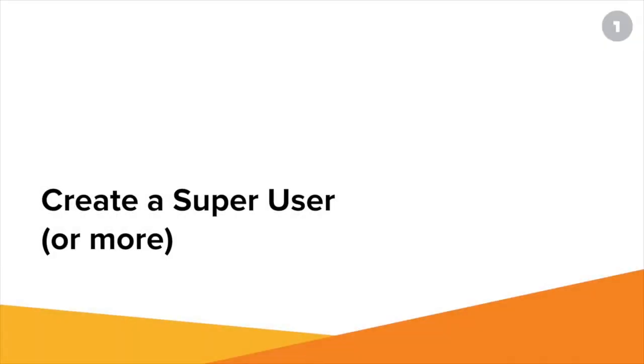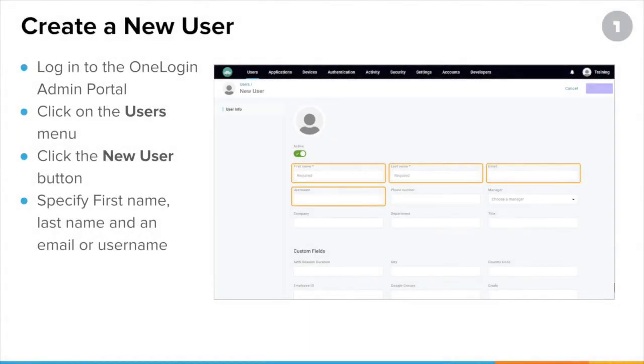First thing we need to do is create at least one super user account. Assuming you are currently logged in as the account owner, first you will need to create a new user account to make the new account owner. You can easily create the new user by clicking on the user menu, then clicking on New User. The first name and last name should be something generic, like first name App, last name Owner, and the username can be whatever you wish.